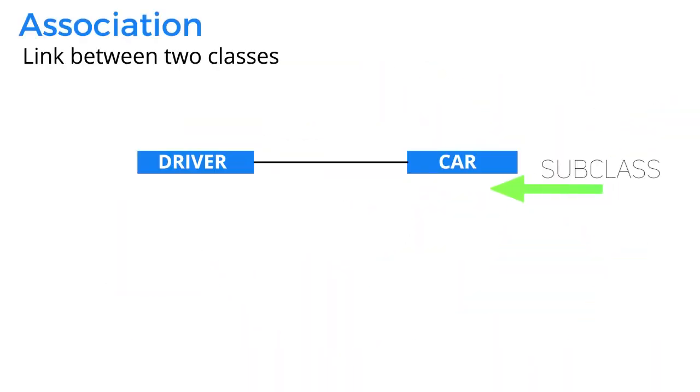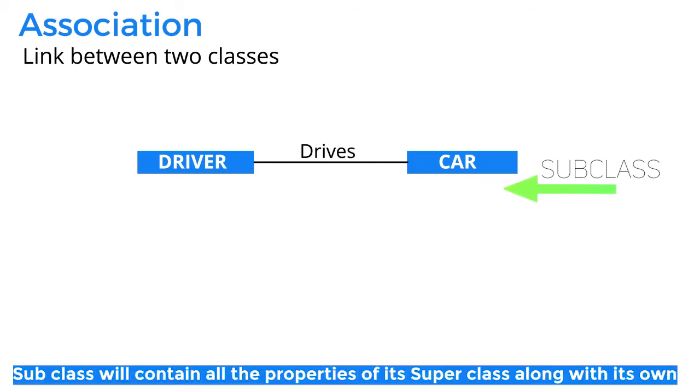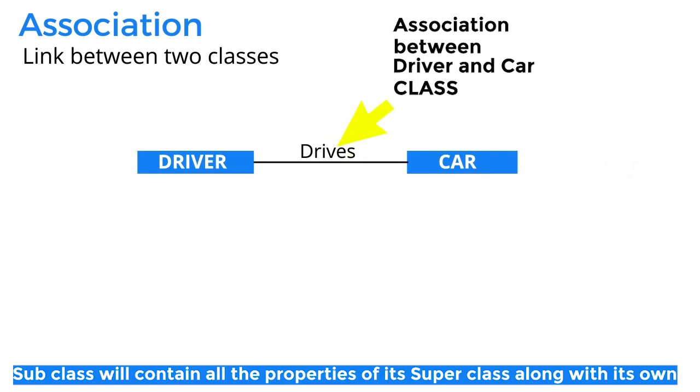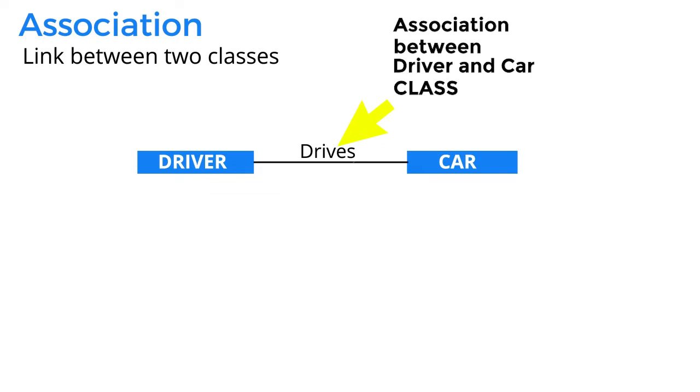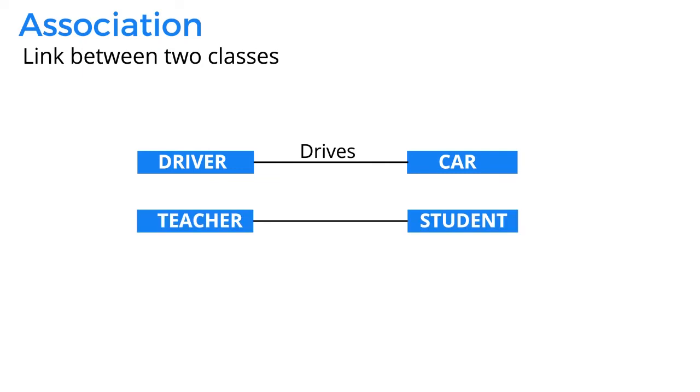The classes in the class diagram are always connected with each other by a link, and this link is called association. Like in this example, a driver and a class car. There is a link between them of drives. A driver class drives a car class. Drives is the association between driver and car. Likewise, teacher teaches student. Teacher and student classes both have the association of teaches between them. Without association, no classes can be linked with each other.